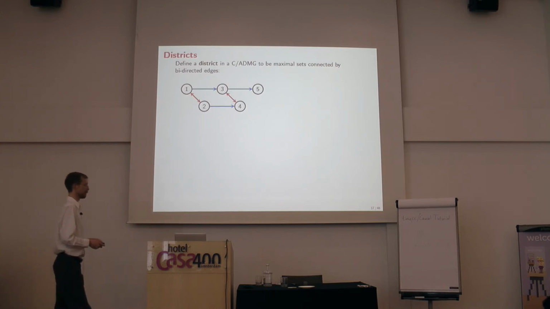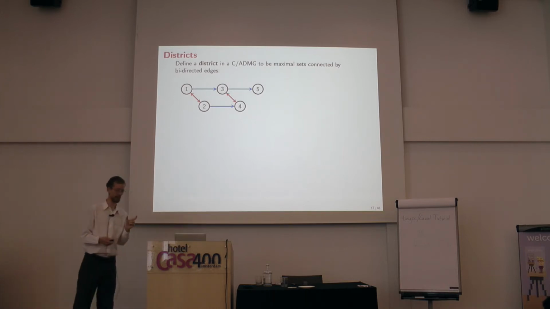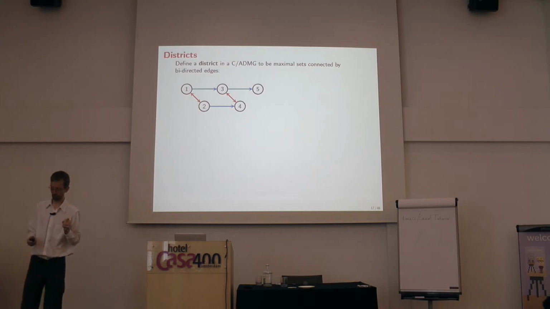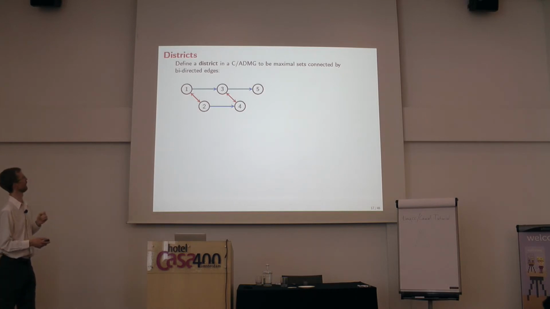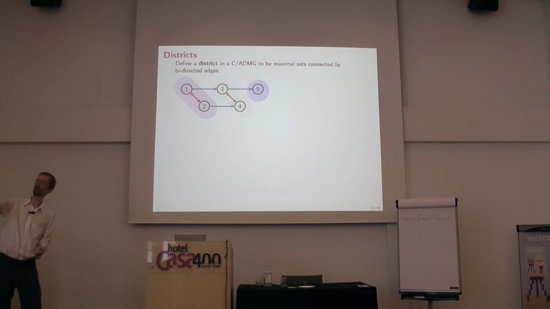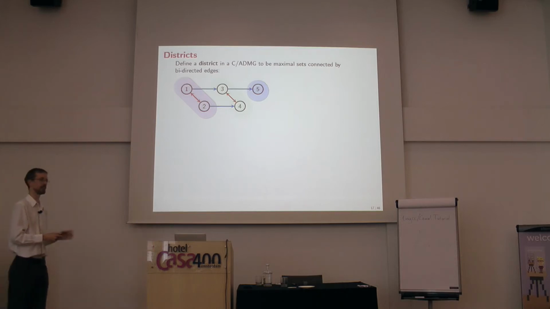So now another notion, we've got bidirected edges, so we have an idea of a district. And a district is just a maximal set that's connected by bidirected edges. So in this example here, there are three. I don't know if you can see this. If you look over there, you can see it. But we have three districts. So 1 and 2 form a district, 3 and 4 form a district, and 5 forms a district.